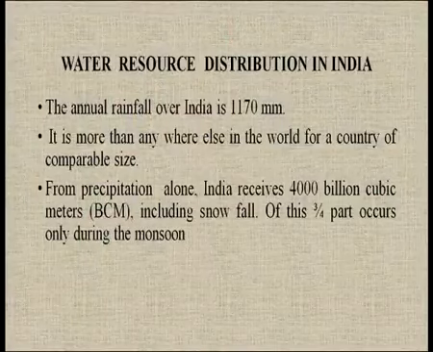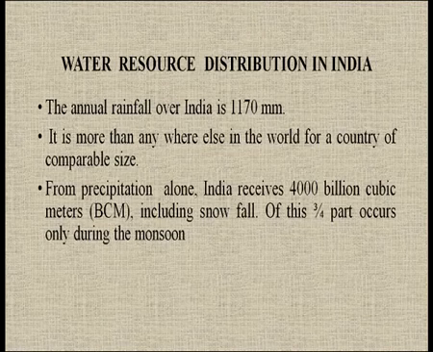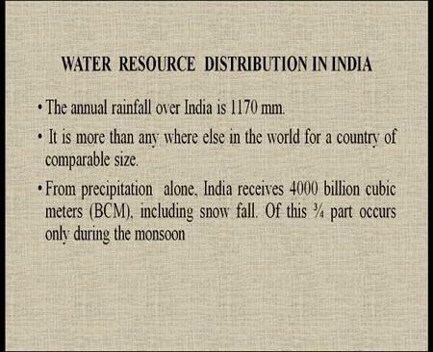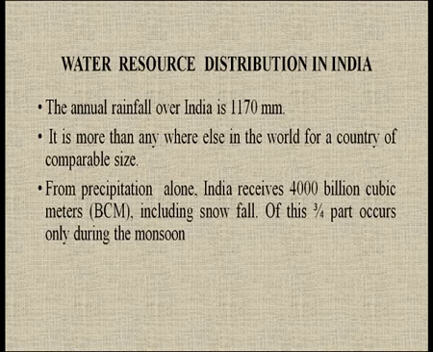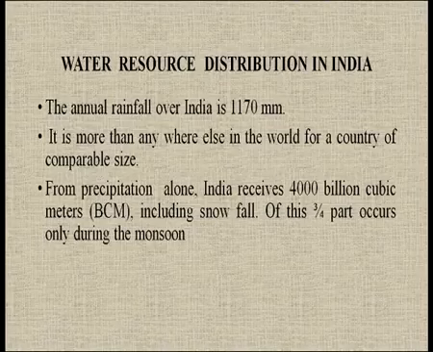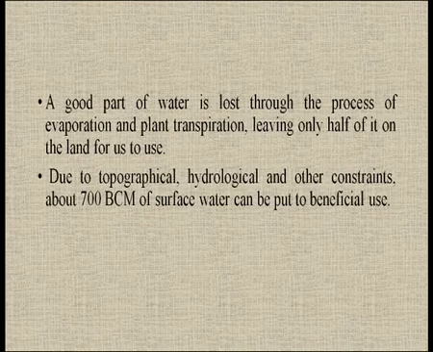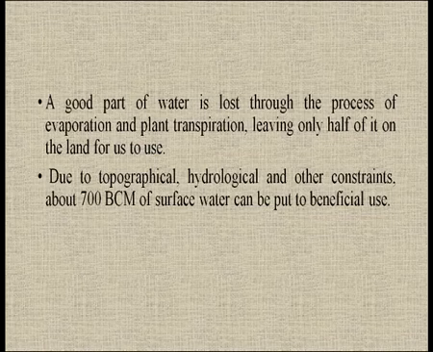Water resource distribution of India: the annual rainfall over India is 1170 mm. It is more than anywhere else in the world for a country of comparable size. From precipitation alone, India receives 4000 billion cubic meters, including snowfall. Of this, three-fourths occurs only during the monsoon. A good part of the water is lost through evaporation and plant transpiration, leaving only half of it on the land for use.